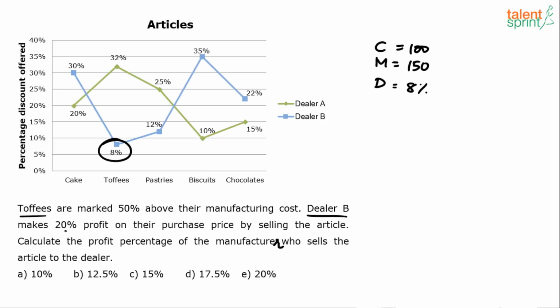He makes a profit of 20% on their purchase price by selling the article. Okay. Now at what price is he selling the article?